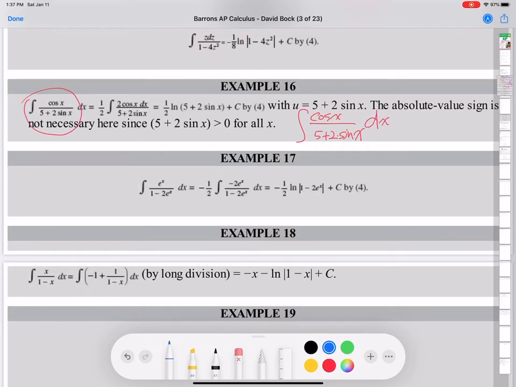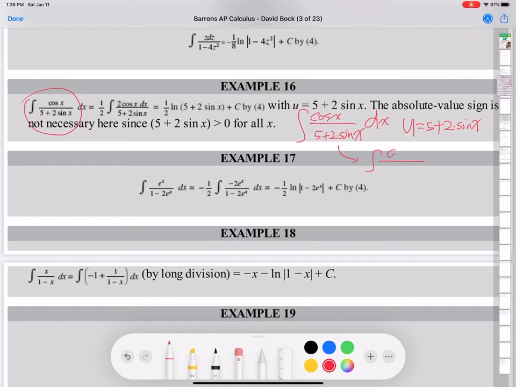Which part should be u part? The u part should be 5 plus 2 sine x. Why? Because when you change dx to du, dx is equal to 1 over u prime du. U prime of this sine x is cosine x, right? The cosine x cancels out with that cosine x in the numerator. That's why the denominator part is going to be u. I'll show you how to solve this problem.